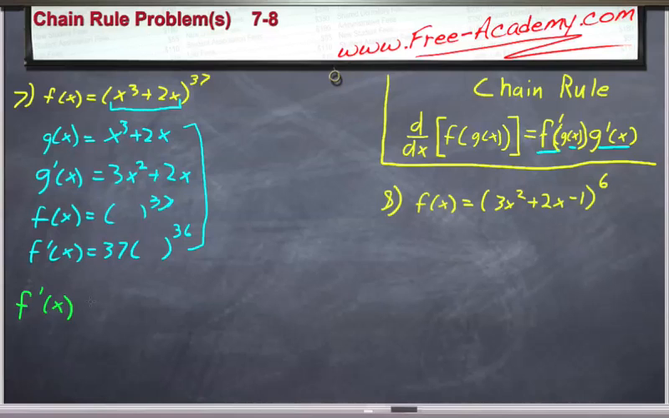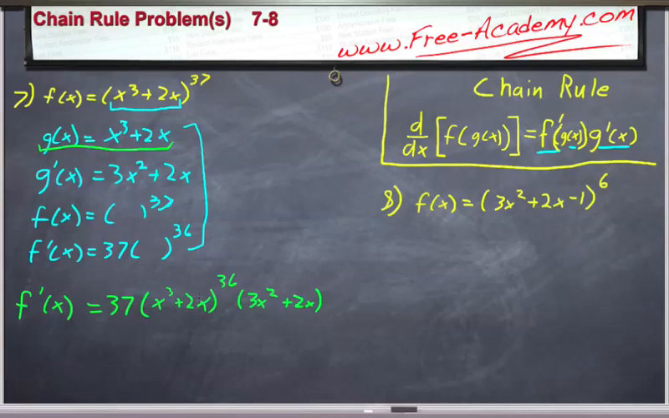So f prime of x is equal to 37 parentheses to the 36th power times g prime of x, which is 3x squared plus 2x. And we put g of x into the parentheses down there. So x to the third plus 2x.